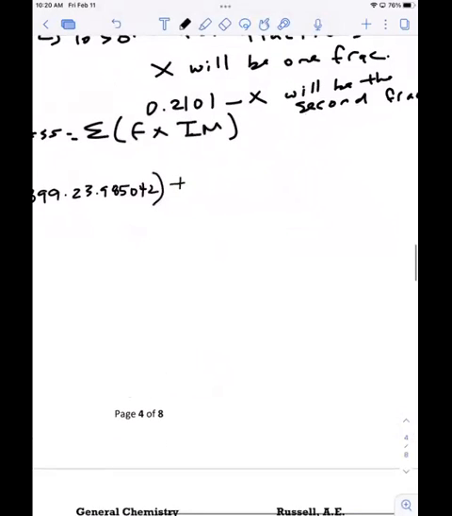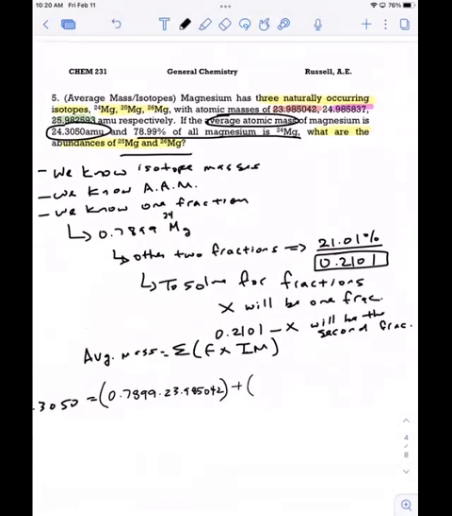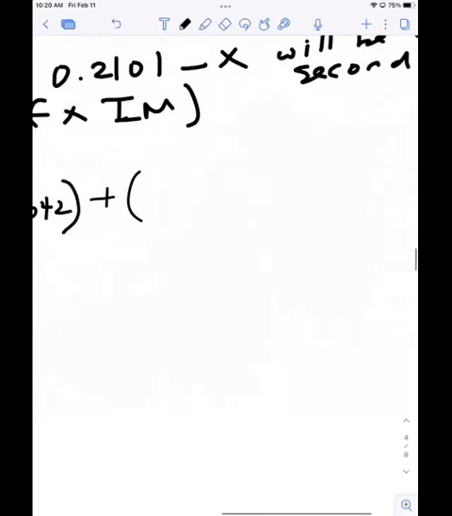So plus what? Which one of those is closest to the average mass? If the average mass is 24.3050, we got two numbers left. We got 24.98, and then 25.98. It's a lot of sig figs. Which one is closer to 24? 24.98. So we're going to make that our X term.